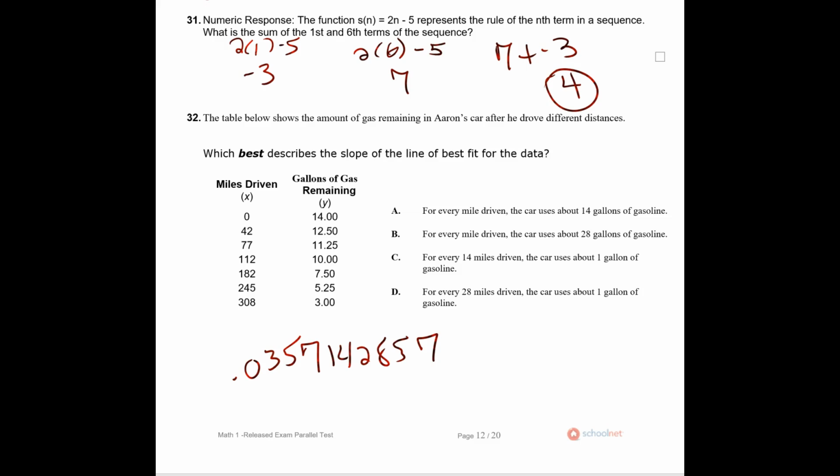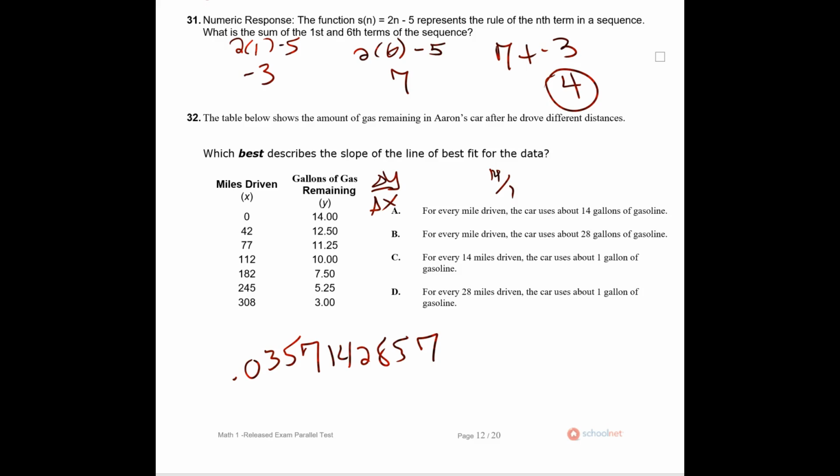For every mile driven, the car uses about 14 gallons of gas. 14 gallons of gas for every mile driven. First of all, that's your x. So that says that because it's changing y over changing x. That's what you have to pay attention to. So they're saying 14 gallons. That'd be 14 over 1. Clearly, that's not what we're looking for.